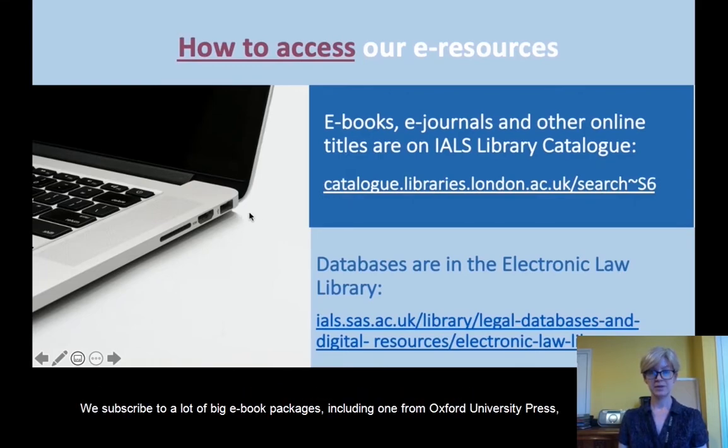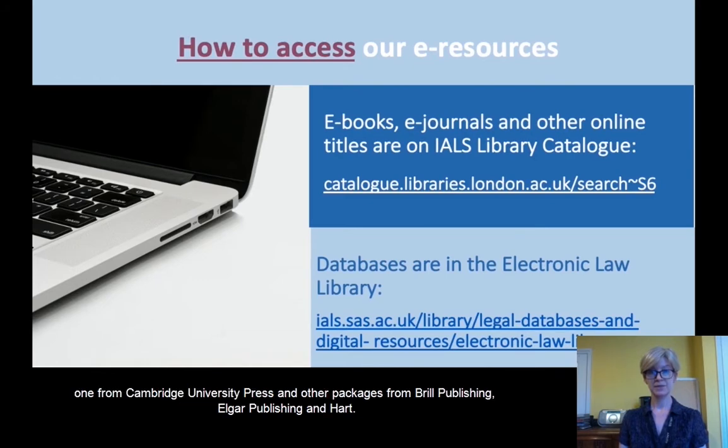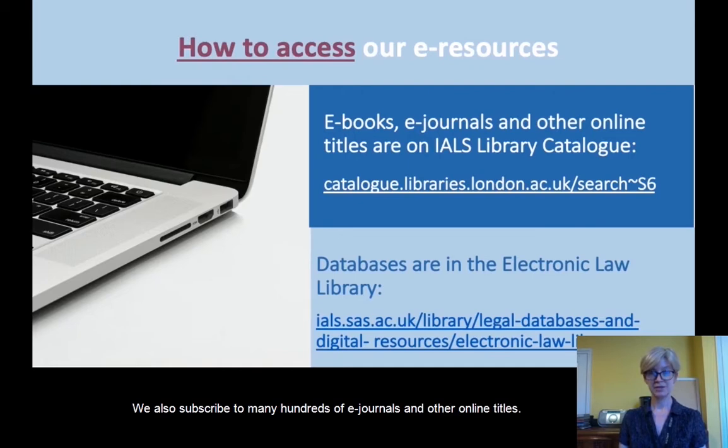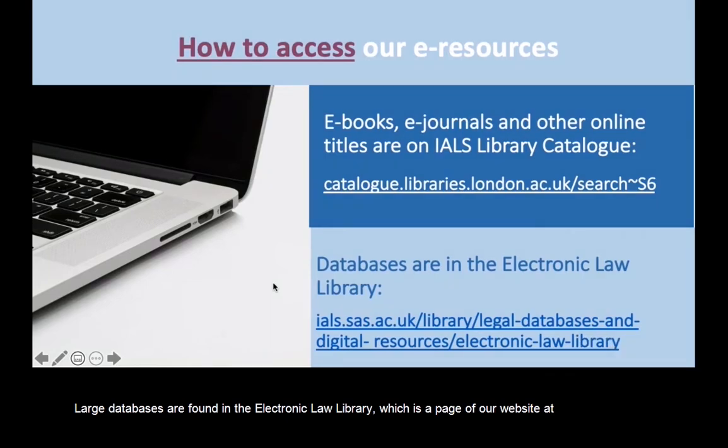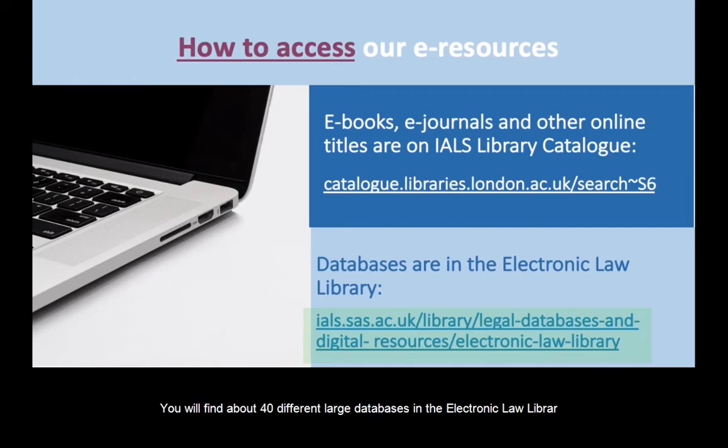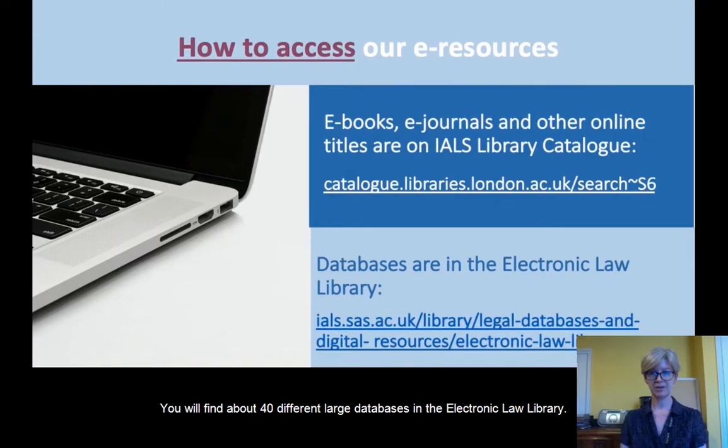We subscribe to a lot of big ebook packages, including one from Oxford University Press, one from Cambridge University Press, and other packages from Brill Publishing, Elgar Publishing and Hart. We also subscribe to many hundreds of e-journals and other online titles. Our large databases are found in the Electronic Law Library, which is a page of our website, at this second URL on the slide. And you will find about 40 different large databases in the Electronic Law Library.